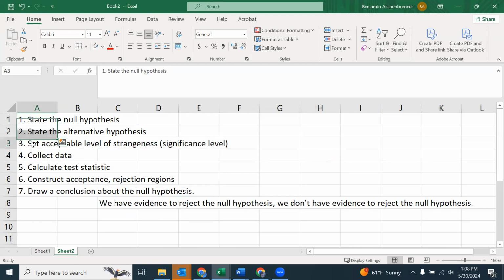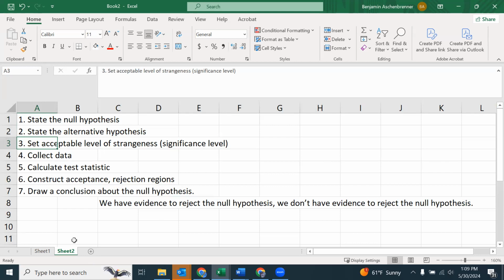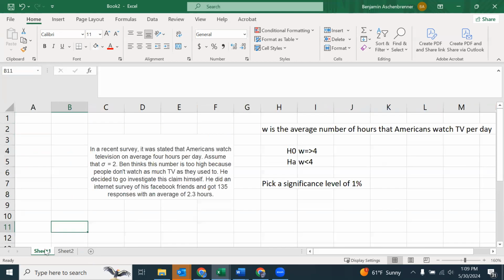So let's take a look here. Set acceptable level of strangeness. So I'm going to pick a significance level of 1%. I'm going to set a pretty high bar here in terms of what I'm looking for. So 1% is my significance level. And I've got a standard deviation of 2 for the population. We don't know how we know that, but again, a big part of the kind of test we're doing is that we need that particular formula. So I went out and did the research, 135 responses, 2.3 hours is my average from my sample. And now I'm going to apply that formula.